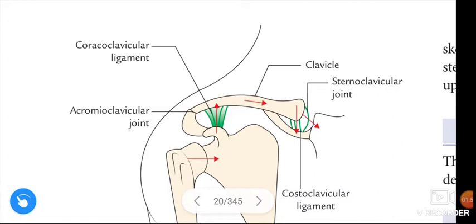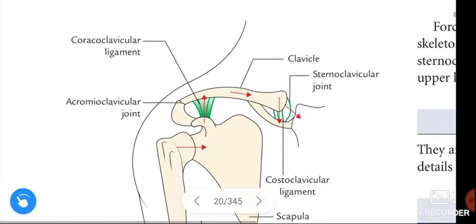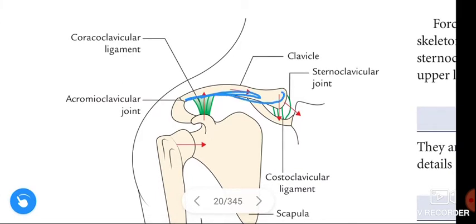See this figure. This figure explains the transmission of weight of the upper limb. First, the weight is transmitted from humerus to scapula. Next, this is the coracoid process of scapula. This is the ligament which joins the coracoid process of scapula and clavicle. Okay guys, this ligament is the coracoclavicular ligament. This ligament transfers the weight from scapula to clavicle. Next, now the weight is in the clavicle.